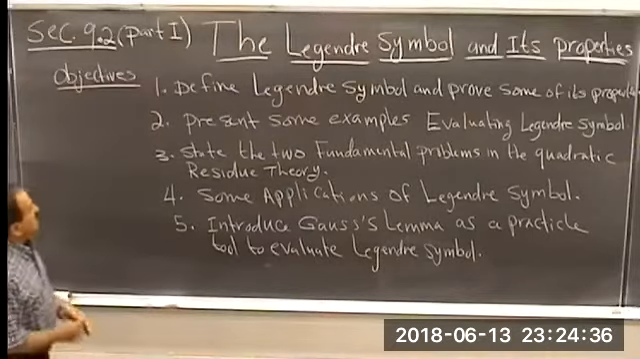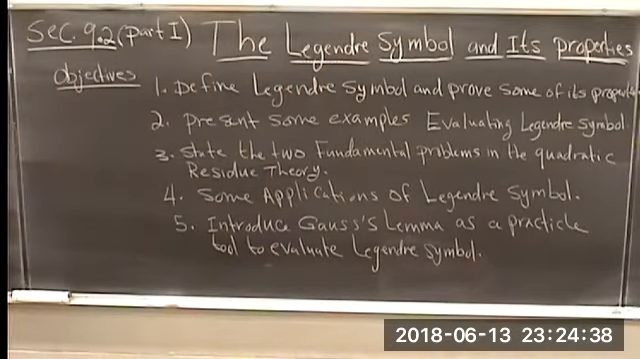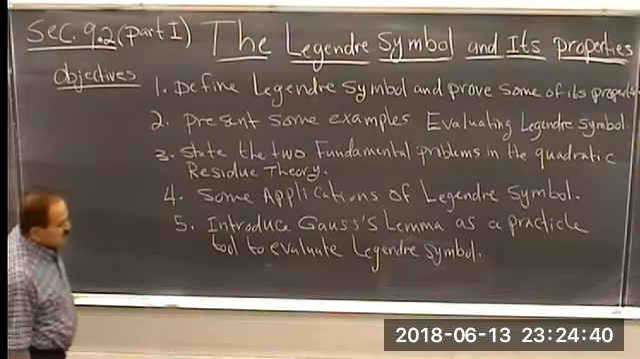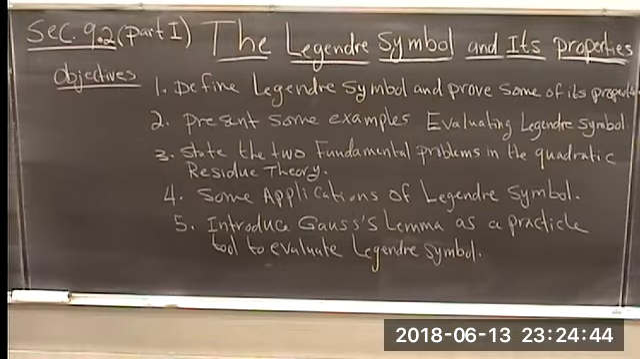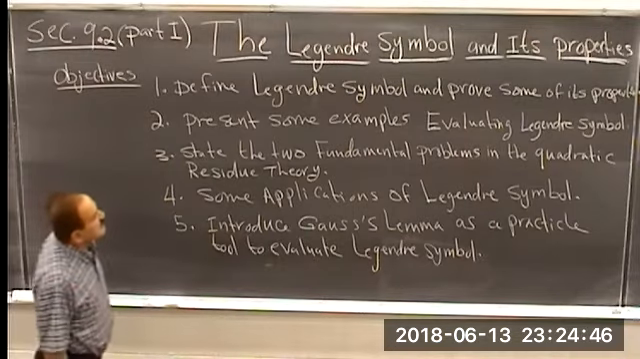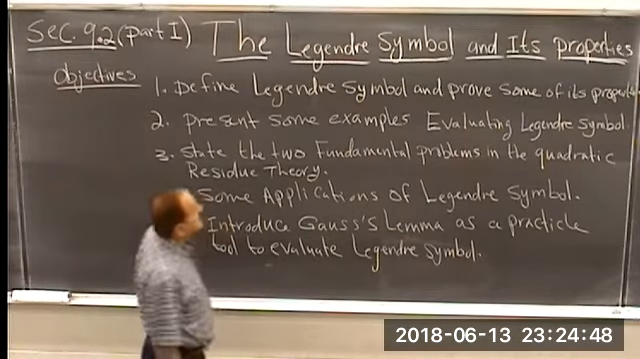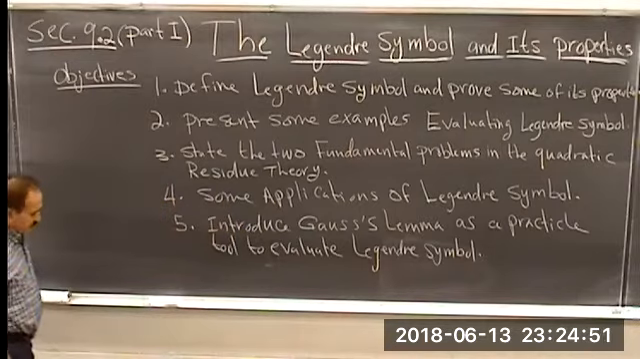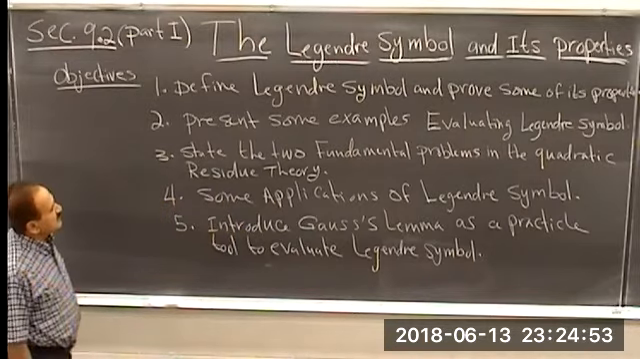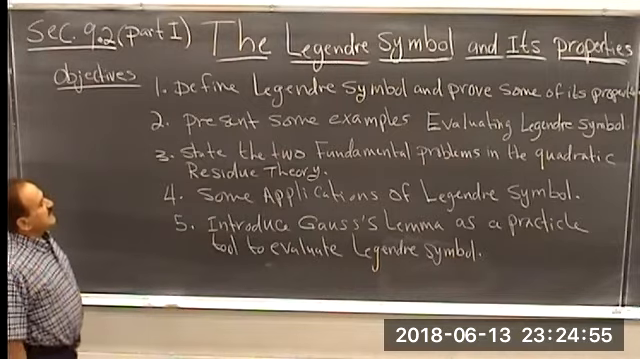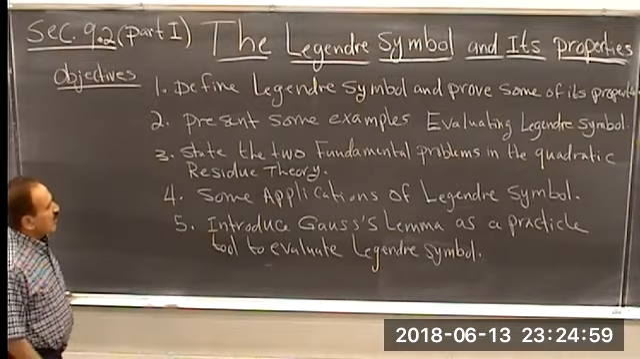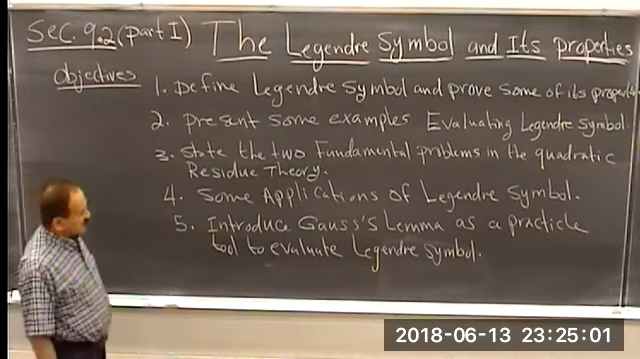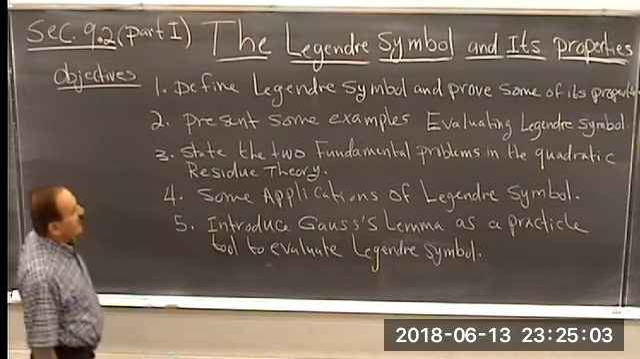All right, we're going to get started on section 9.2. This is a long section, so we're going to divide it into two parts. The title of this section is the Legendre Symbol and its properties. The Legendre symbol is actually a tool that we use to determine whether a certain integer is a quadratic residue of an odd prime. All right.